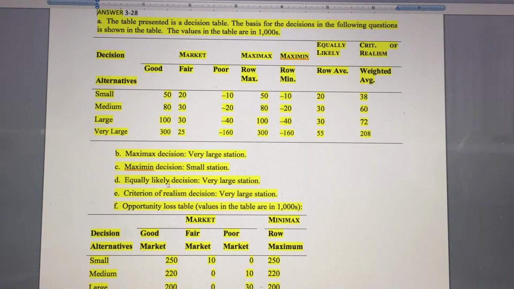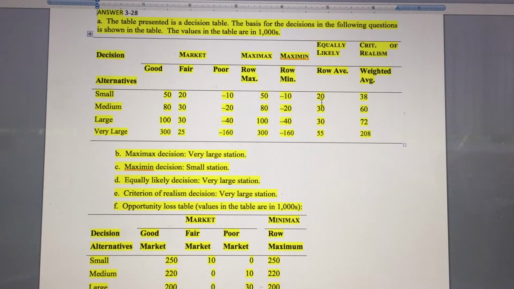Then we go with the equally likely decision. Equally likely means averages. So it's 50 plus 20 minus 10 divided by 3 is 20. 80 plus 30 minus 20 divided by 3 is 30. 100 plus 30 negative 40 divided by 3 is 30. 300 plus 25 minus 160 divided by 3 is 55.